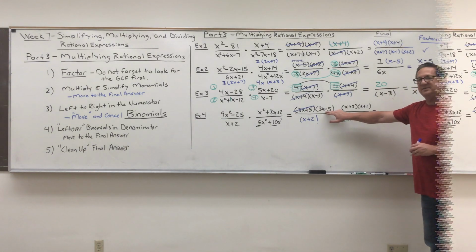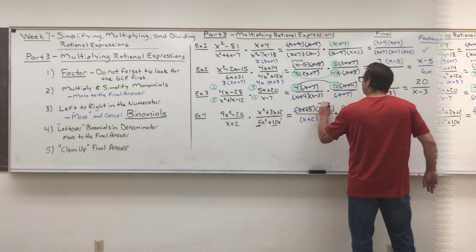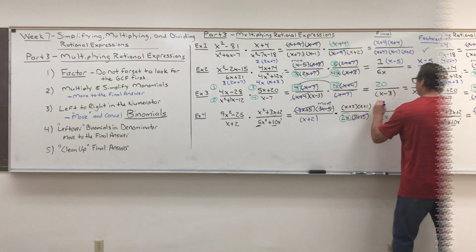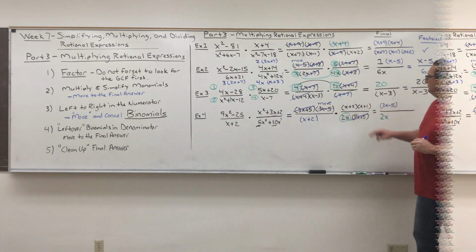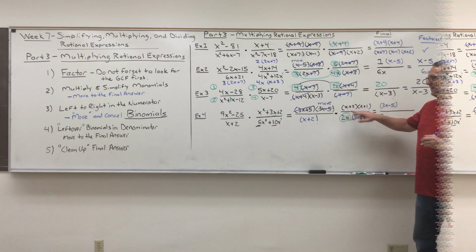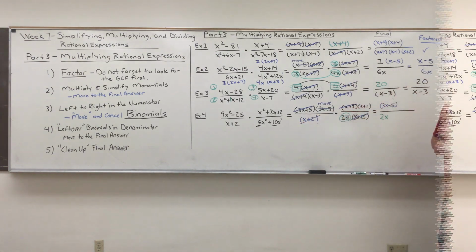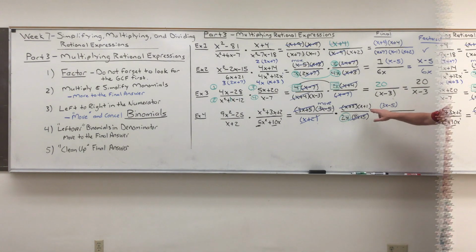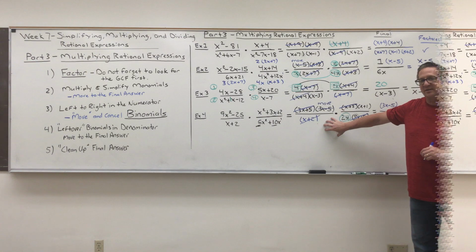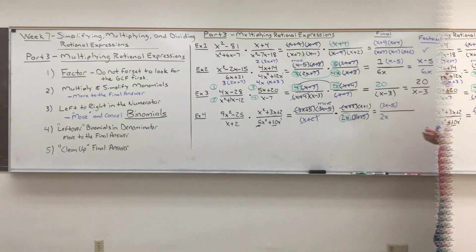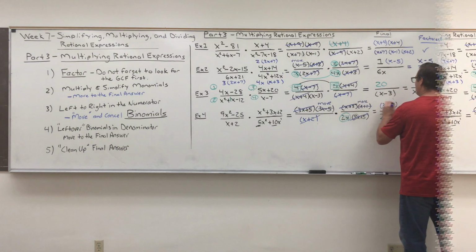3x minus 5 on top. No 3x minus 5 on the bottom. X plus 2 on top. X plus 2 on the bottom. X plus 1 has no matching x plus 1 on the bottom, and it would have to be a plus 1. And so, it's a move.